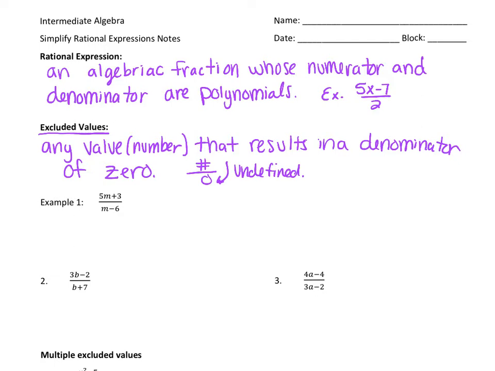So if we look at example 1, I have m minus 6. So what can m not equal that would make the denominator 0? In this case, I know 6 minus 6 would be 0, so m cannot equal 6. But if it was more complicated than that, what we want to do is take our denominator and set it equal to 0. Then we could solve and say, if my denominator equaled 0, then m would equal 6. So I do not want my m to equal 6. Our excluded value is always that value that would make our function undefined.